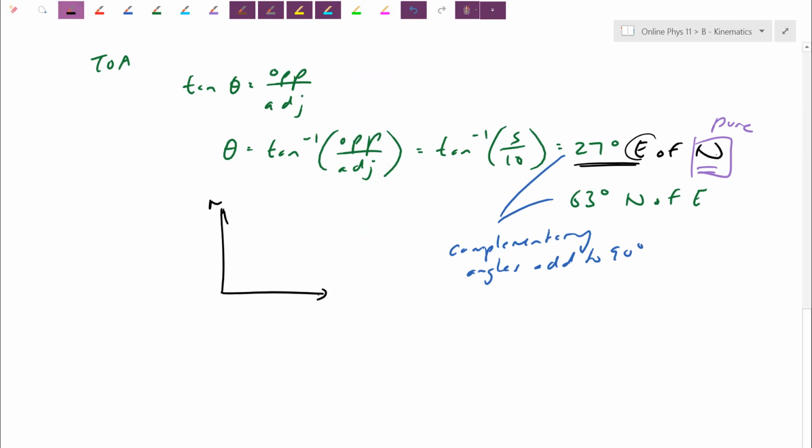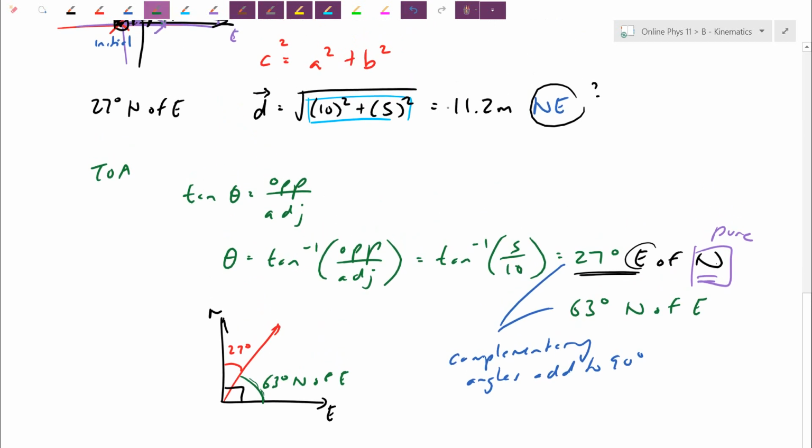Between north and east is a 90 degree angle. The answer was 27 degrees this way. I could equally well have pointed that direction if I said 63 degrees as well. Just notation wise, this is 60 degrees north. You start aiming northward, upwards from the pure east direction, north of east, or the one that we said earlier, east of north. And now we have it completely defined here.